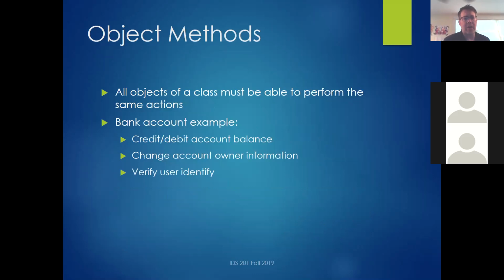Likewise, all objects of a class have to be able to perform the same actions. For a bank account example, things like crediting or debiting your account balance, changing your account owner information, or verifying the user identity. You'd want any object to be able to do those, but you'd also want them to do it with their own individual data. If you log into a server and you're accessing your bank account, you should only be able to access your bank account. Likewise, if you're changing the owner information on your account, you should only be able to change yours and not some other random user's.